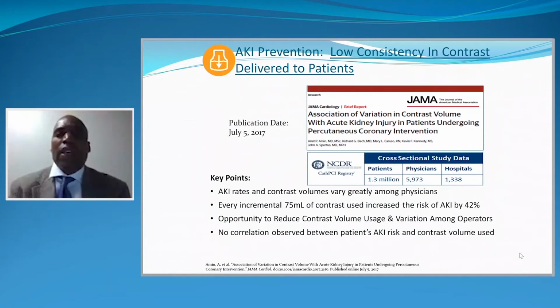So this slide looks at low consistency in contrast delivered to patients. This looks at acute kidney injury rates and contrast volumes that vary among various users. As I mentioned earlier, every 75 milliliter incremental use of contrast results in increased risk of acute kidney injury by 42%. So this is something to definitely keep in mind. In the Cath Lab, attempting to standardize and reduce contrast volume usage among operators can be a challenge, but this looks at the variation of contrast used among operators.